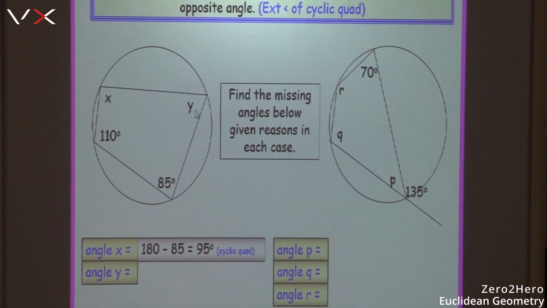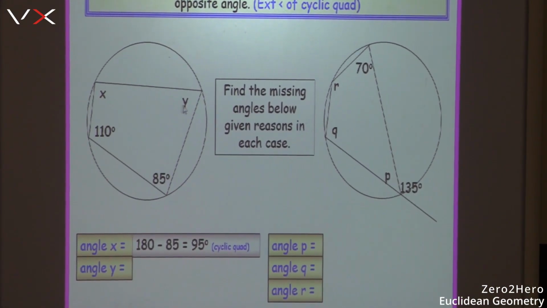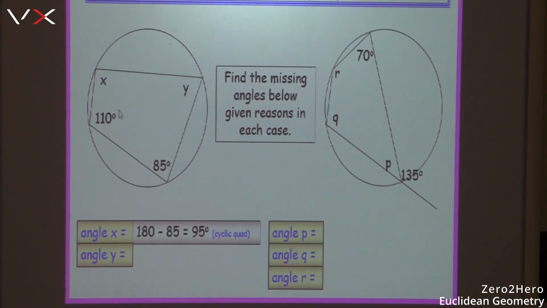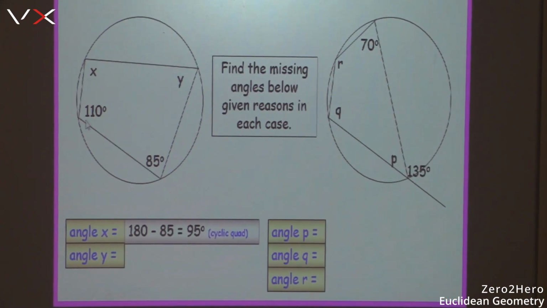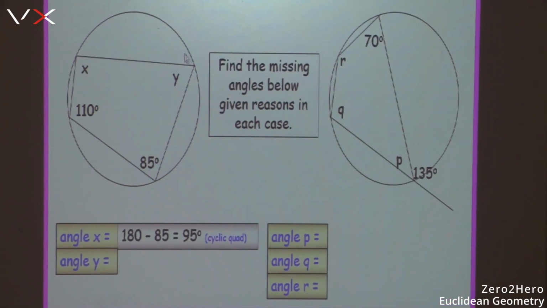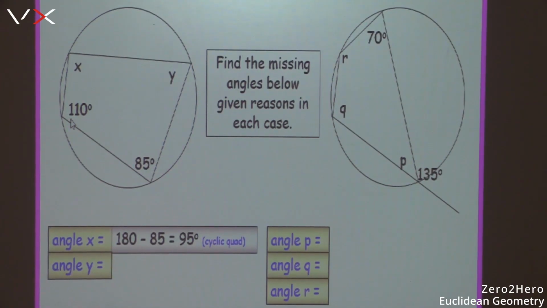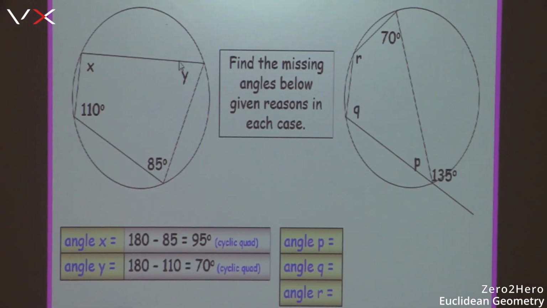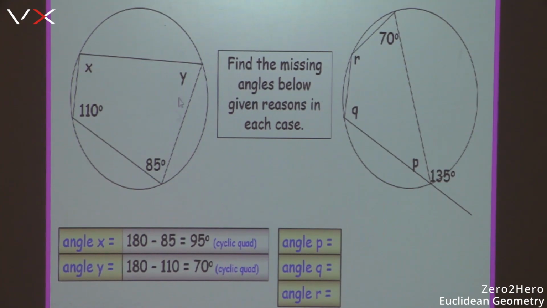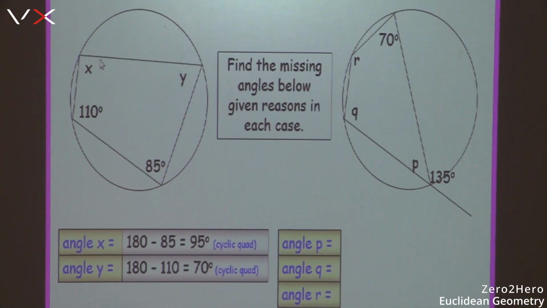Let's look at y. This is a cyclic quadrilateral. So this angle here, y plus 110, will give me 180. If this is 110, I need to add y to give me 180. What is 110 plus what will give me 180? This should be equal to 70 degrees, because 70 plus 110 will give me 180. So the value of y should be equal to 70 degrees. So 110 goes with 70, 85 goes with 95. When we add, I get 180 degrees.